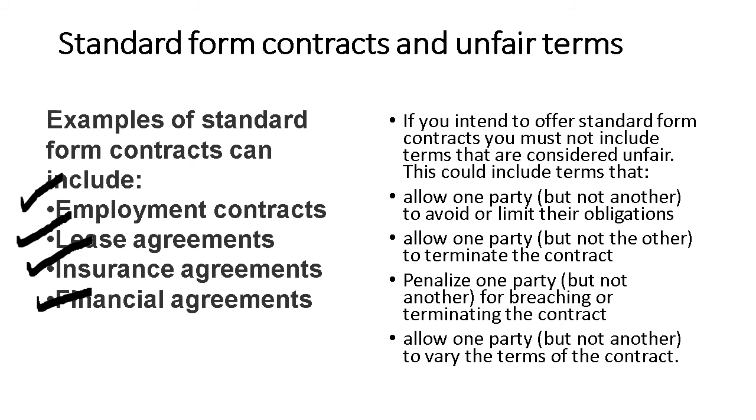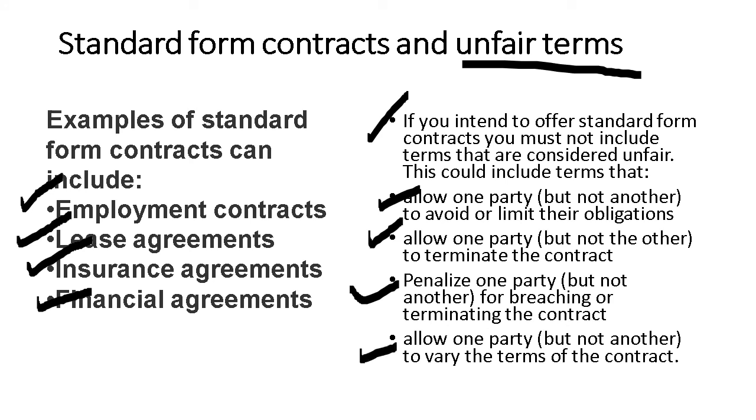So, some of the unfair terms. If you intend to offer standard form contracts, you must not include terms that are considered unfair and unethical. This could include terms that allow one party but not another to avoid or limit their obligation, one-sided only. Allow one party but not the other to terminate the contract. So it should be symbiotic and acceptable to both parties. Penalize one party but not the other for breaching or terminating the contract. And allow one party but not the other to vary the terms of the contract.